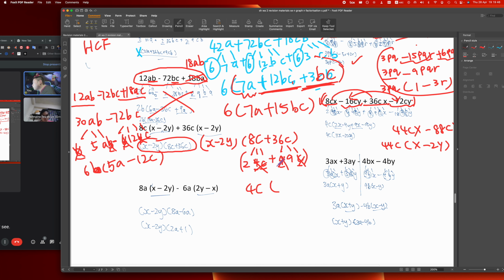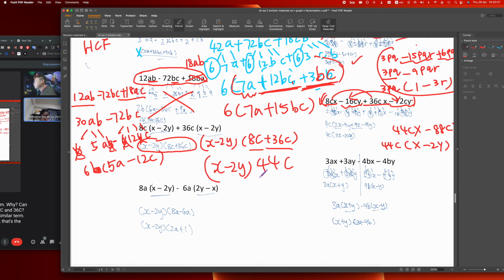Then you get what? Oh, wait. You can combine. They are similar terms. Why? Can you see that 8C and 36C are the same? Similar terms. So it's 44C. So that's the answer. So you put the 44C in front. So this is the answer. Are you clear? Yeah. Okay.